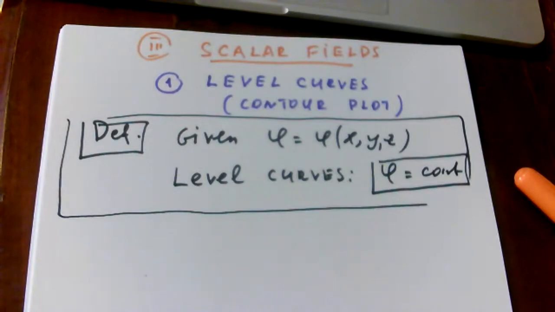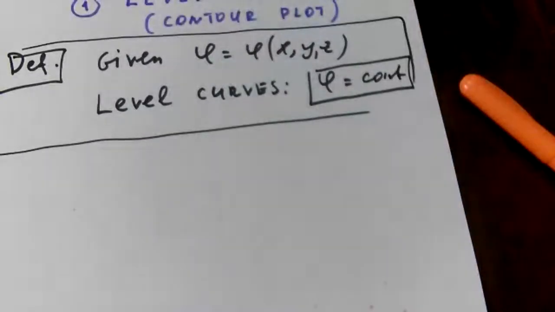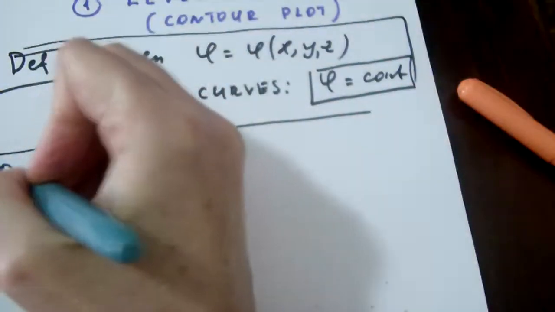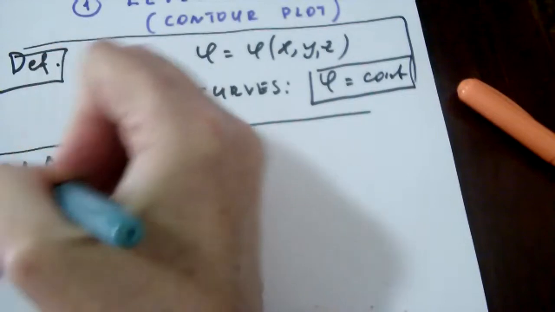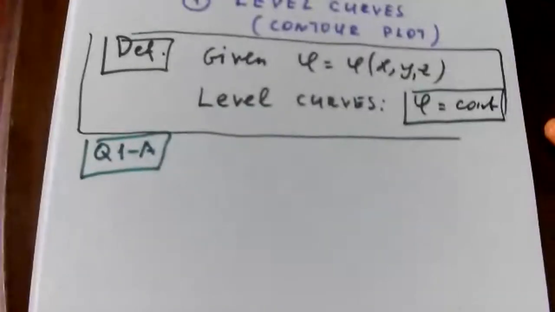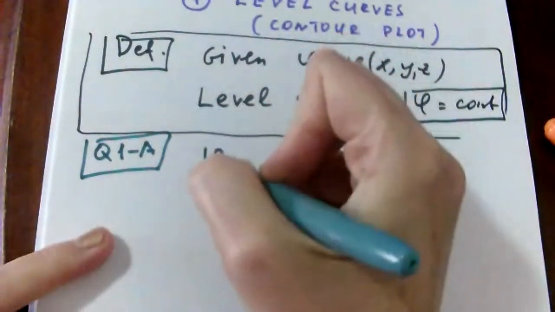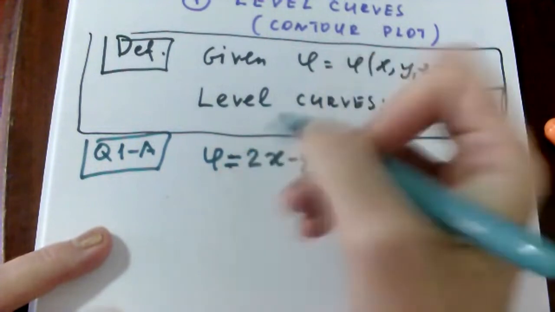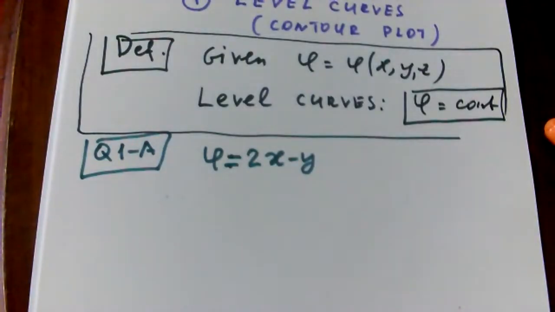And of course, we need an example, maybe even a couple of examples. Let's start doing examples. The first example will be question 1a from our tutorial sheet. It's slightly out of view, I'm afraid. In this question, you are given the function phi of x and y equal to x minus y. Very simple function. And you are asked to plot its level curves.